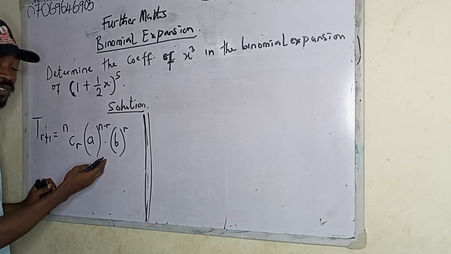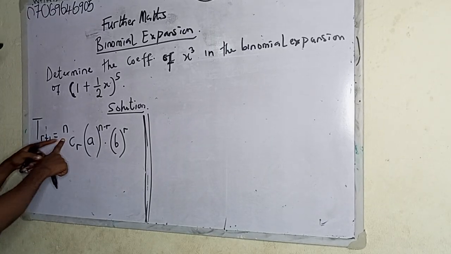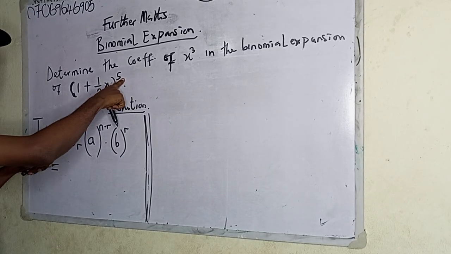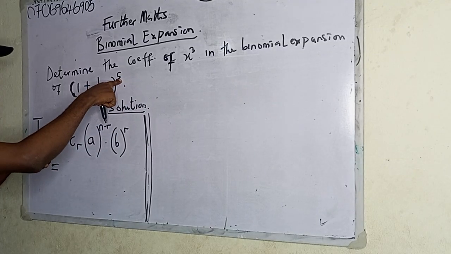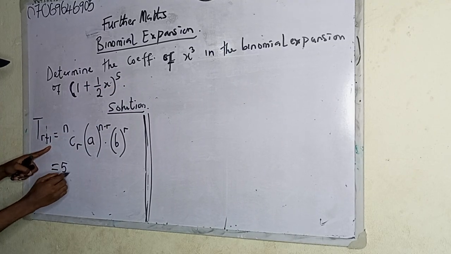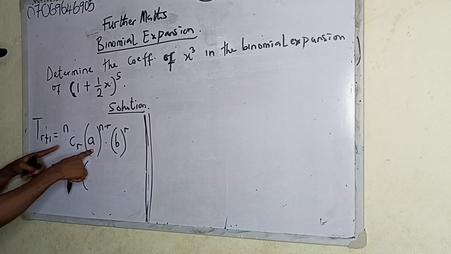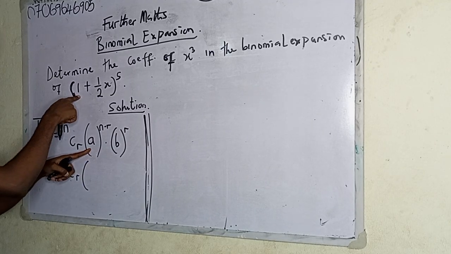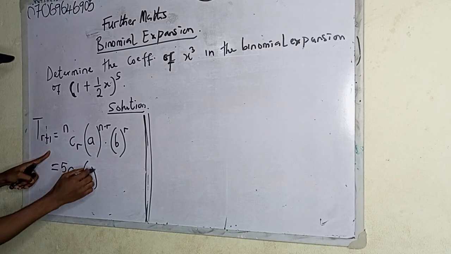All right, so this is a formula. Try and recall this formula. It's very, very important. So T(r+1) is going to be equal to nCr. N represents the power of the expansion we are trying to make, which is this expression carrying power of 5. So that's going to be 5 combination r, we do not know r. Open the bracket. A represents the first term of the expression we're trying to expand, which is 1 here.